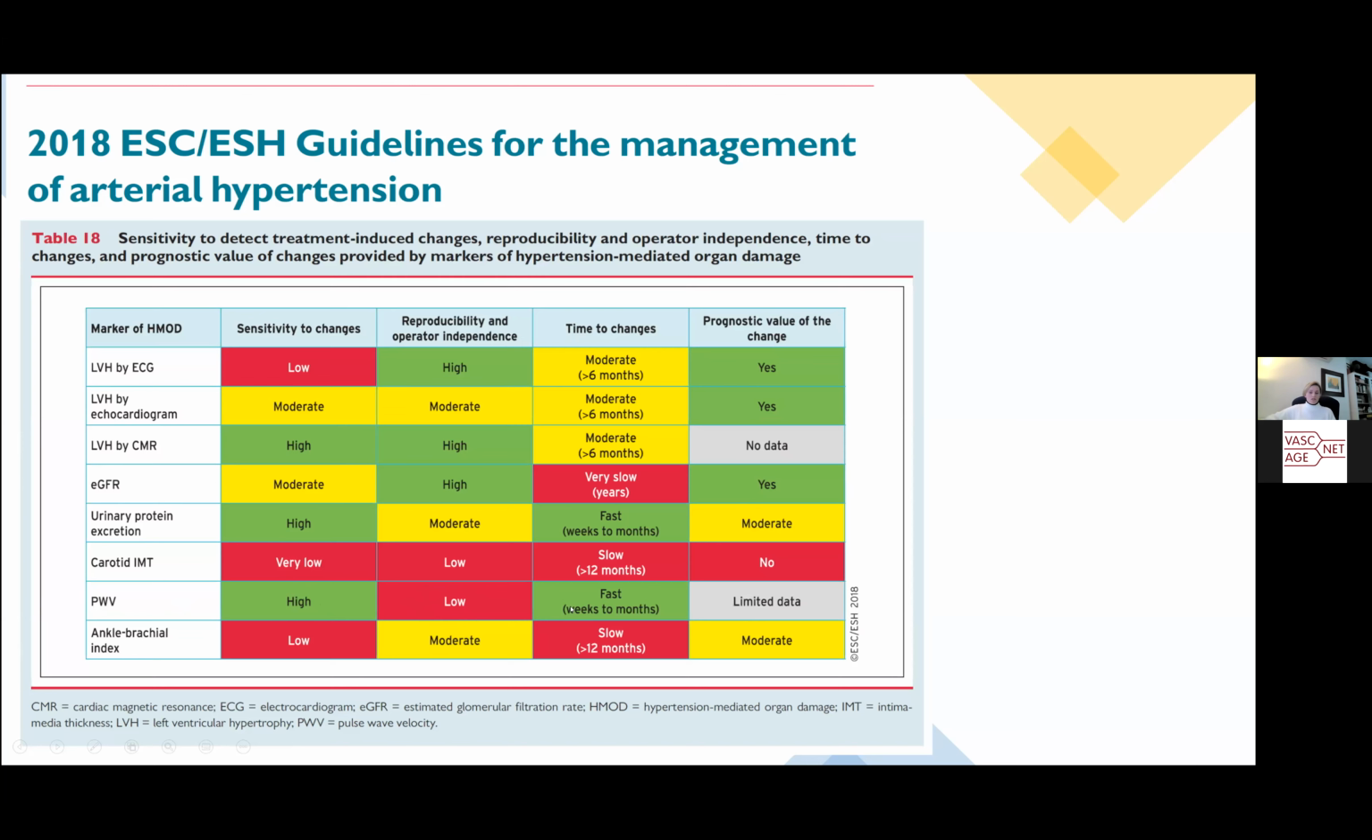And then, of course, time to changes. It's fast. It can change quickly, but there's not sufficient data, as of 2017-18, on the prognostic value of the change. So if you were able to reduce pulse wave velocity, would it result in less stroke, less myocardial infarction, etc.? There's not data for that.